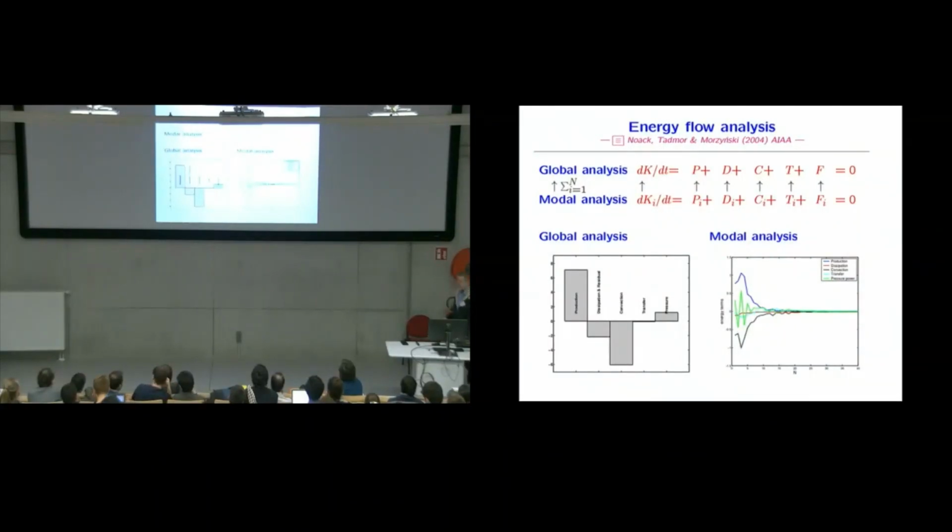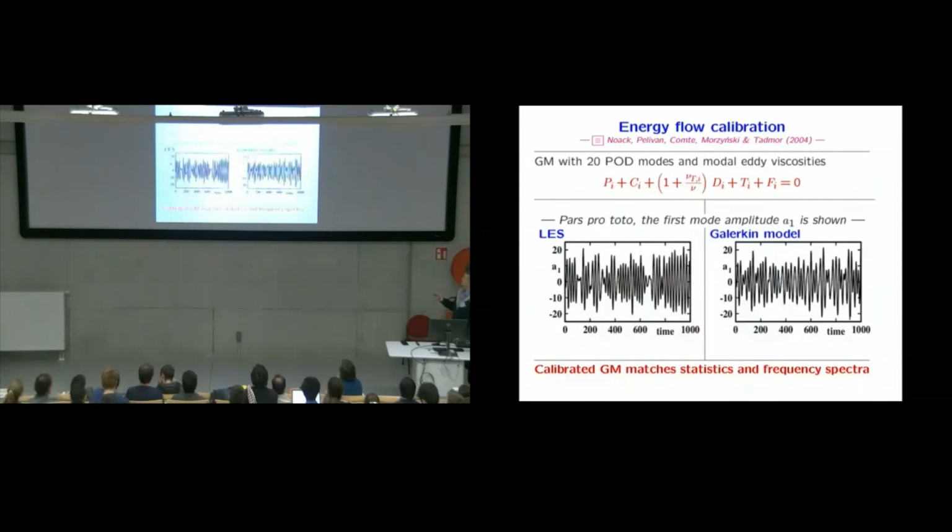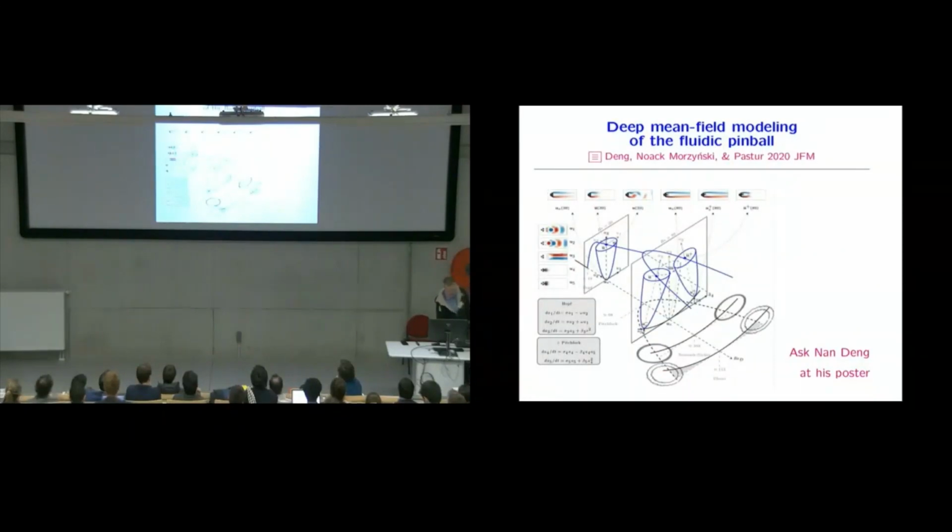So what we are doing now, we do the energy flow analysis. And now we try to keep track how much excess energy, or not excess energy, we have in each of the modes. And we compensate this by having an eddy viscosity, which takes into account that the modal energy balance should be 0. So this is a simple trick. Essentially we derive our modal eddy viscosity from our original data, and then we get already pretty good agreement between, for instance, the first POD mode amplitude in the LES and the first POD mode amplitude in the Galerkin system. And I could show much more, but this shall suffice.